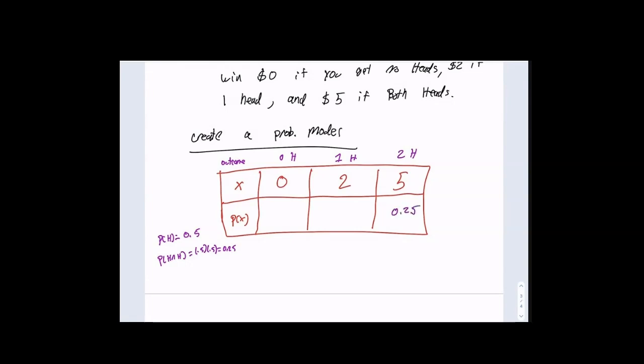So 0.25. This is the probability of 2 heads. The probability of no heads would be the probability of not a heads and not a heads. Well, it's a fair coin, so this would also be 0.5 times 0.5, which is also 0.25.